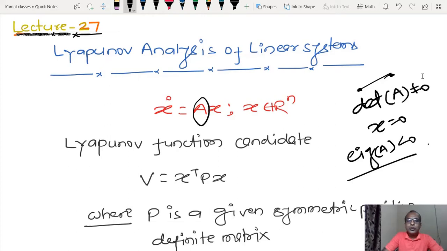Okay, so now I am going to construct a Lyapunov function for a stable linear system. And what is the meaning of a stable linear system? I am assuming that the real part of the eigenvalues of matrix A is less than or equal to 0. So that kind of assumption I have, and in an equivalent way we say that this matrix A is Hurwitz.